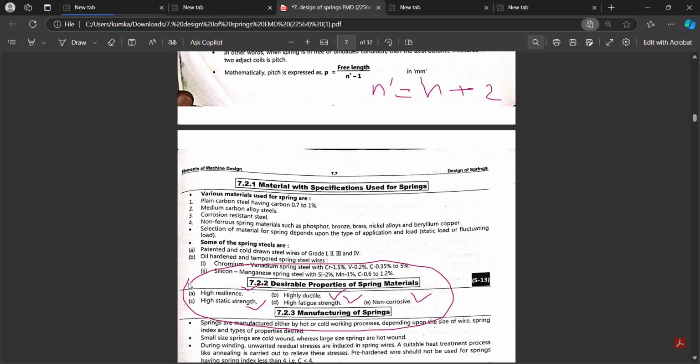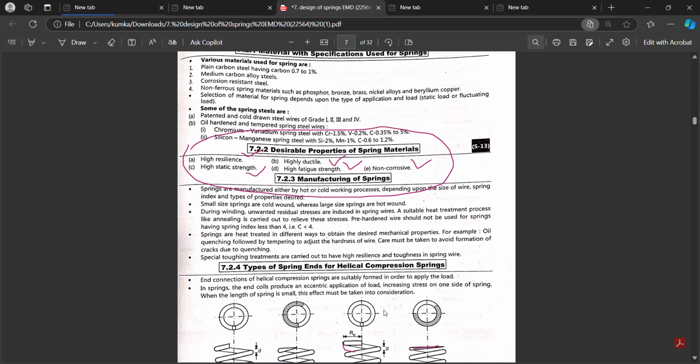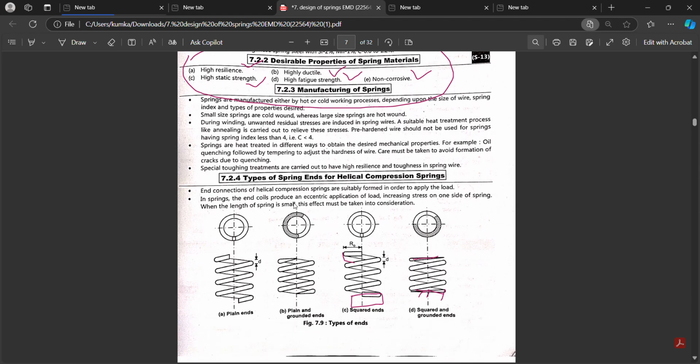What are the desirable properties of spring? Springs are highly resilient, with high shock absorbing capacity, high ductility, high static strength, and high fatigue strength. Fatigue means if repetitive stresses develop in my spring, then high spring rate, and then this is non-corrosive. Correct? This is all about the spring.